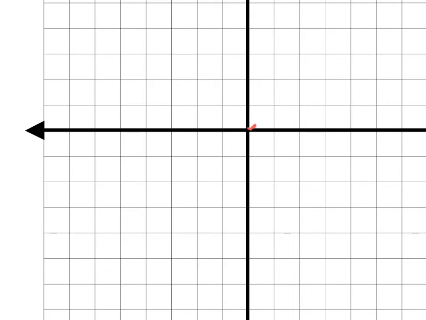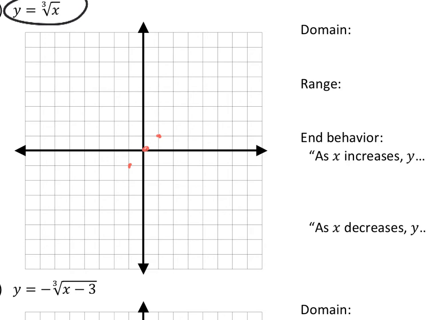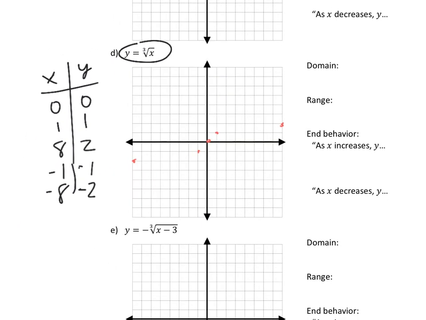So first I have 0, 0. We had 1, 1. We had -1, -1. And then we had 8, 2. And then we had -8, -2. So the graph of a cube root: step 2 then is to connect your points with a nice smooth curve as best you can. So your cube root of x should look like that.